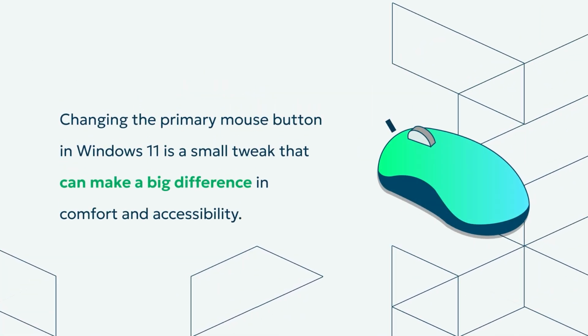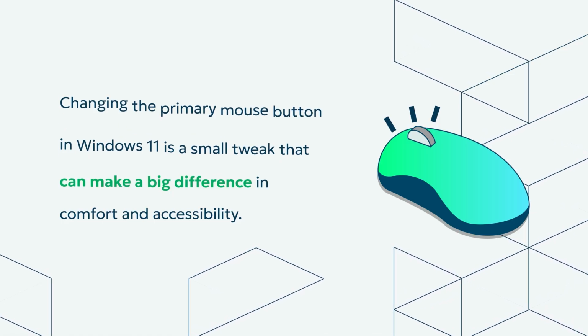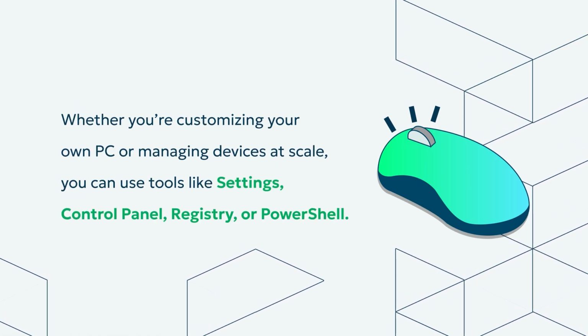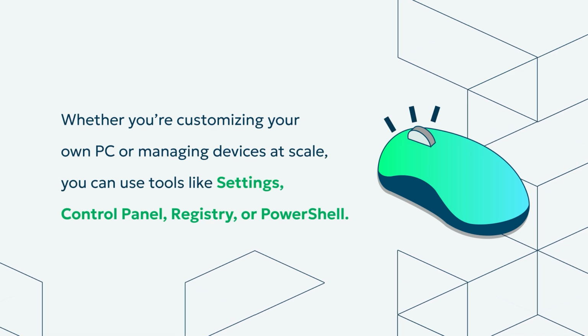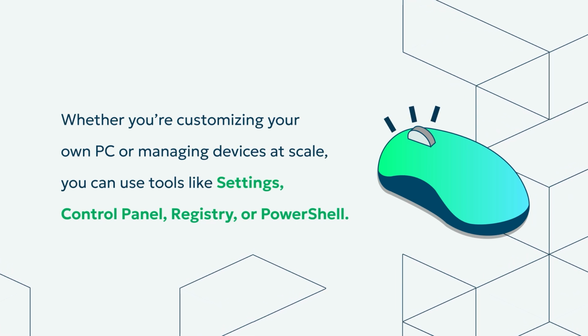Changing the primary mouse button in Windows 11 is a small tweak that can make a big difference in comfort and accessibility. Whether you're customizing your own PC or managing devices at scale, you can use tools like Settings, Control Panel, Registry, or PowerShell.